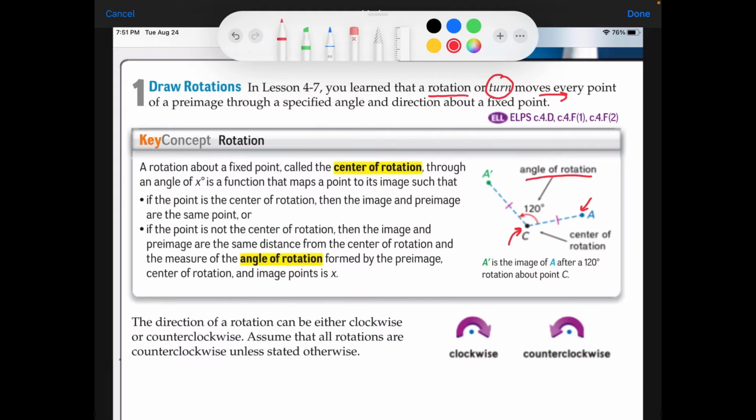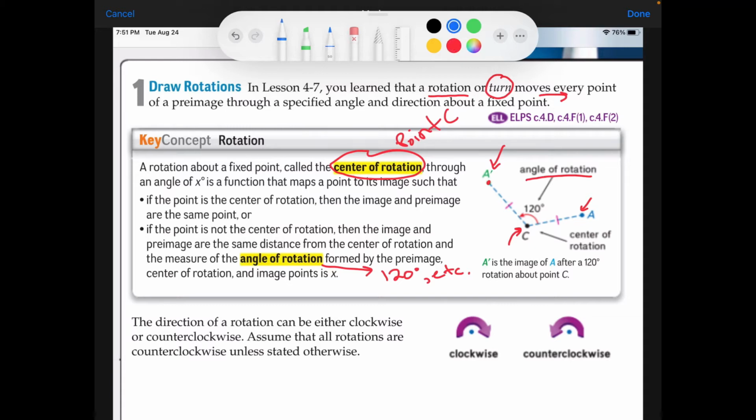So how far are we going to rotate? That would be the angle of rotation, and the center of rotation is C. So the center of rotation would be point C. And the angle of rotation in this example would be 180 degrees, right? And so then our A prime would be the point that was transformed.